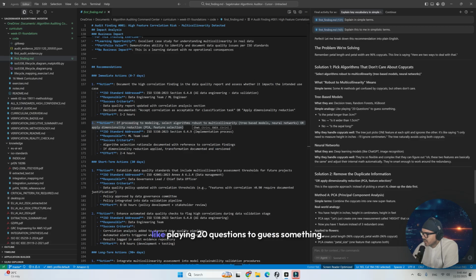A simple analogy, like playing 20 questions to guess something. Is the petal longer than 3 centimeters? Yes. Is it wider than 1.5? No. Why they handle copycats well: the tree just picks one feature at each split and ignores the other. It's like saying, I only need to measure height in inches, I'll ignore centimeters. The tree naturally avoids using both copycats.